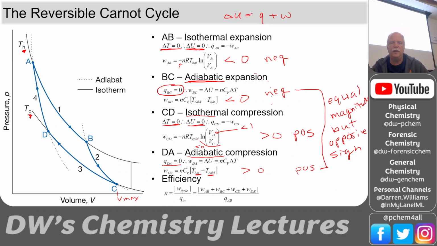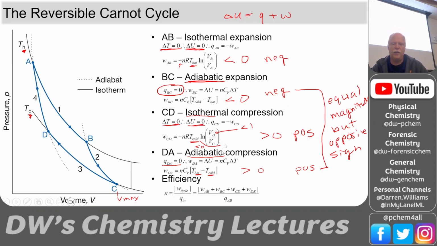These two are different, though. The isothermal expansion is happening at a high temperature. The isothermal compression is happening at the cold temperature. So because these temperatures are different, the VA and VB, VC and VD, those are all different volumes. The isothermal legs have to be calculated independently. They're not like equal and opposite signs.